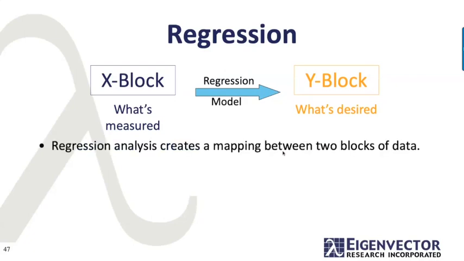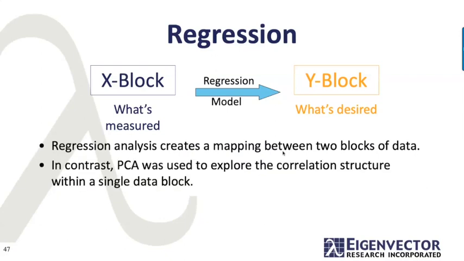So regression analysis creates a mapping between two blocks of data. And that's in contrast to principal components analysis, which we just used to explore the correlation structure within a single block of data and find out what was going on with our samples, what variables contributed to the differences that we saw in them, etc. So PCA is a single block technique.